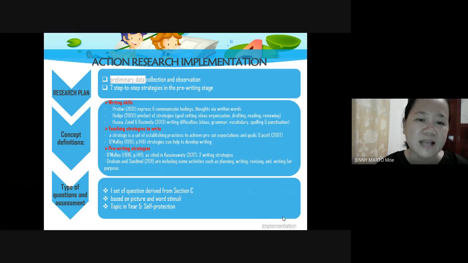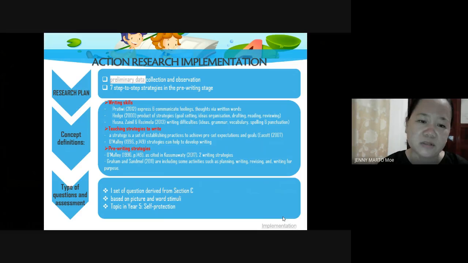Meanwhile, Husna, Zainil, and Rosimela 2013 say that writing difficulties faced by the students are mainly about ideas, grammar, vocabulary, spelling, and punctuation. For teaching strategies to write, a strategy is a set of established practices to achieve preset expectations and goals, based on EL Code 2007. And O'Malley 1996, page 149, says that strategies can help to develop writing.